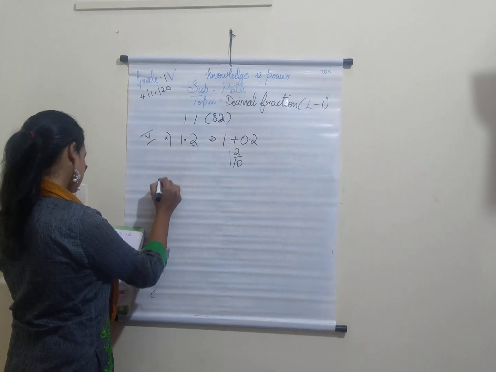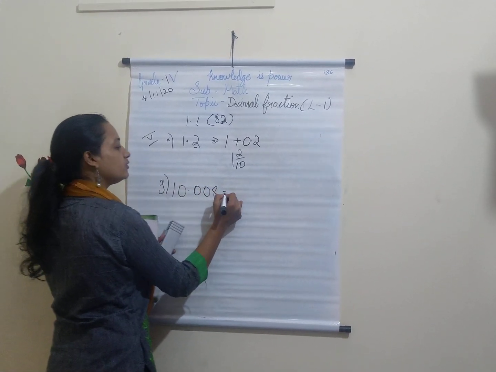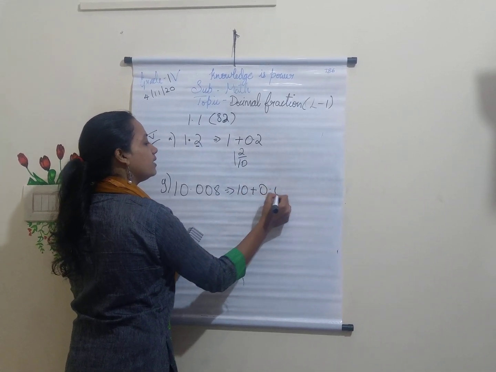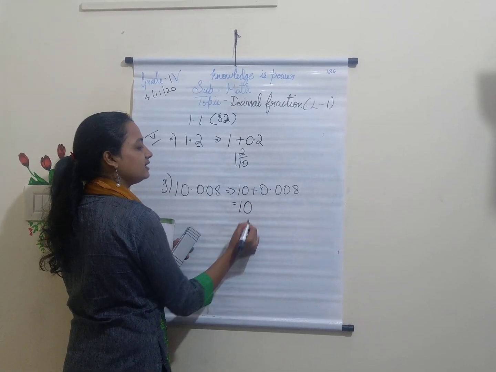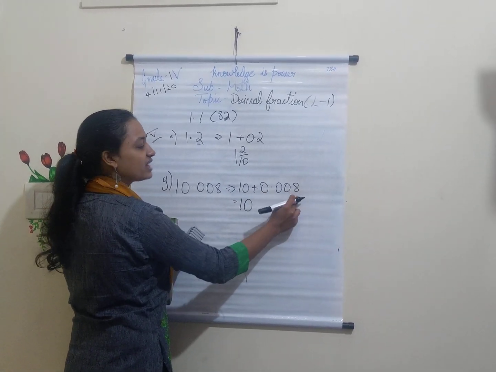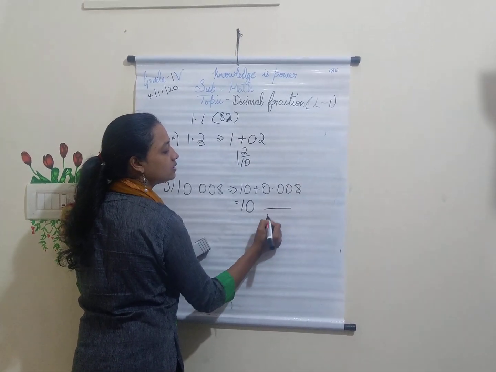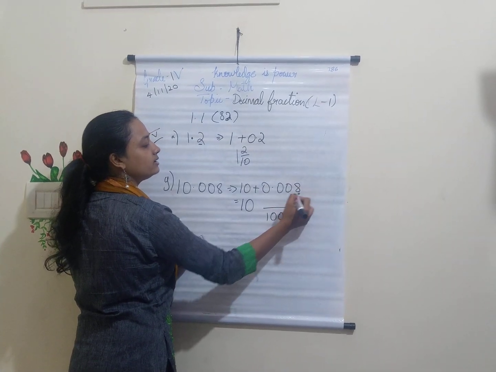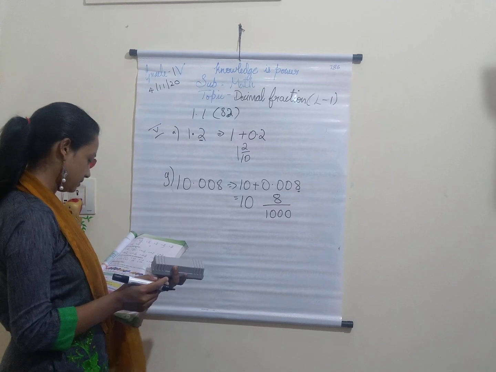Now let's go for the higher sums. I take G, 10.008. So if you split it, what you can get? 10 plus 0.008. 10 will be as it is. Write this in fraction form. You have 1, 2, 3 numbers after decimal. That means you should divide it by 1000. And the number here is 8. So write 8. This is the answer.